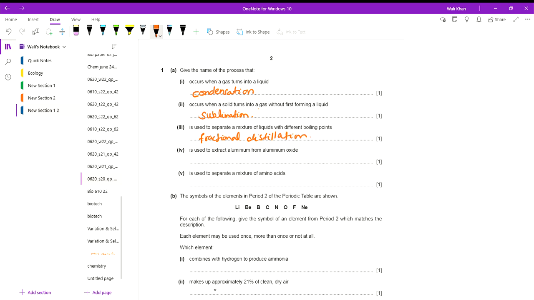Is used to extract aluminium from aluminium oxide. Aluminium from aluminium oxide. Electrolysis.